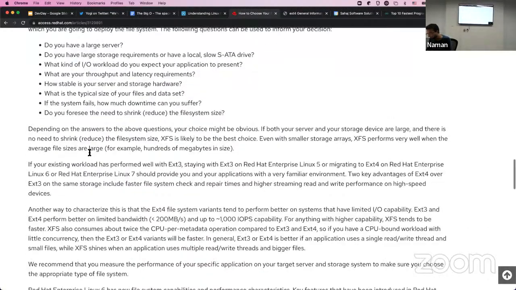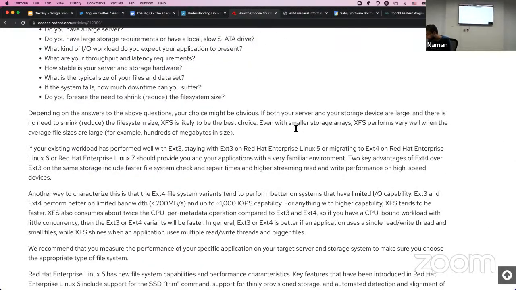And there's this interesting bit where it talks about another way to categorize: ext file system variants tend to perform better on systems that have limited IO capability. And that was our case, because in our system we had an IOPS limit of 6,000, and the benchmarking we did on the server was around 150, 160 Mbps, right? So hence ext would perform better. However, if you have large files, then XFS tends to perform faster.